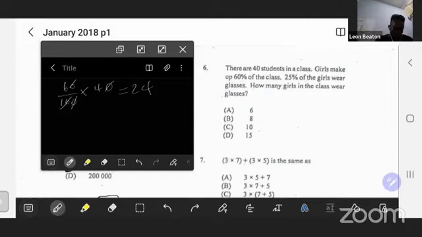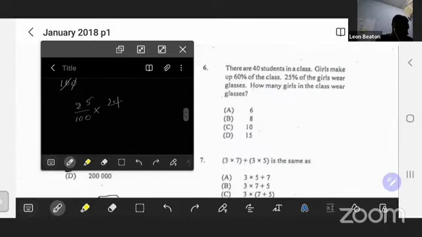And then it told us that 25% of that amount wear glasses. So this will be 25 over 100 times 24. All right. So when we work this out, 25 into 100 is 4. So we have 24 divided by 4, which is equal to 6. So 6 girls in the class wear glasses, and that answer is A.